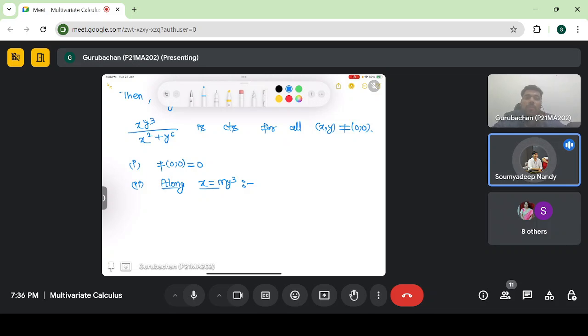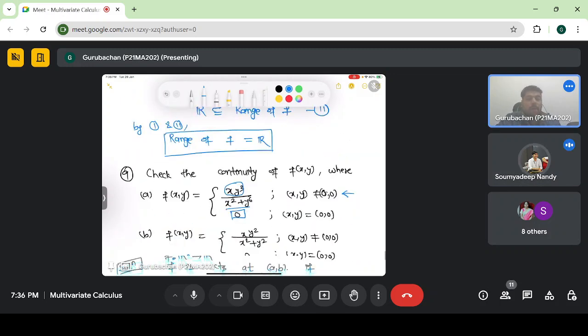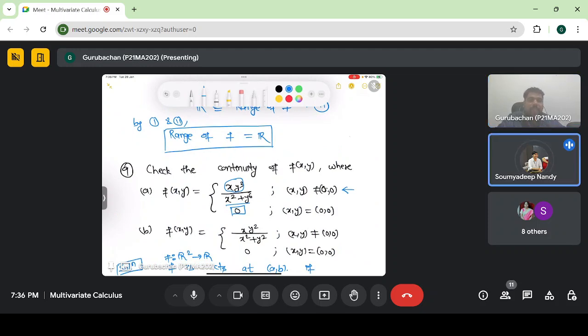Earlier we have talked about the path y equal to mx. Here we are taking x equal to m y cube. This is the reason why I have given this type of example here, because we should understand mathematically. I have chosen this path to show that this depends on m. But there is some reason. Earlier we have taken y equal to mx. Here we are taking, sorry, x equal to m y cube.